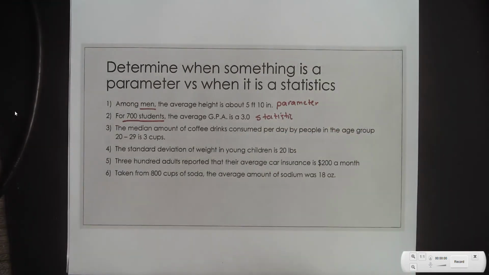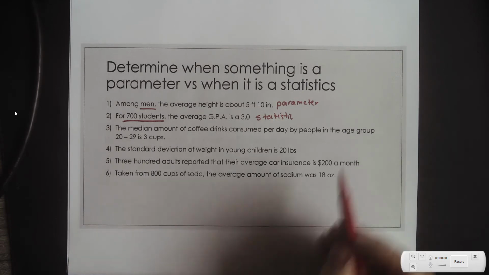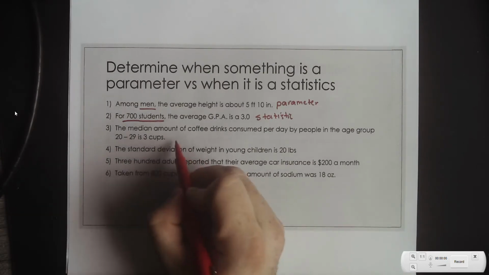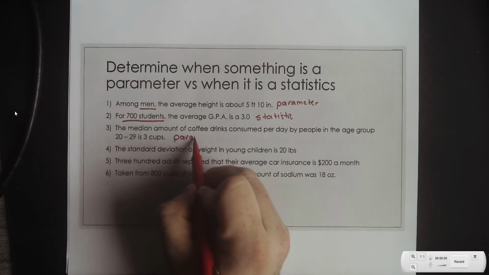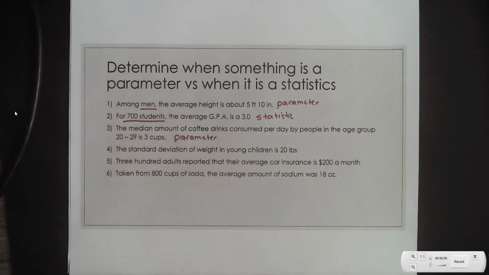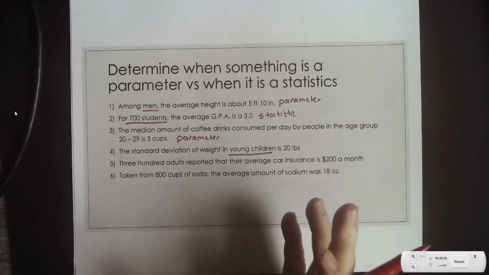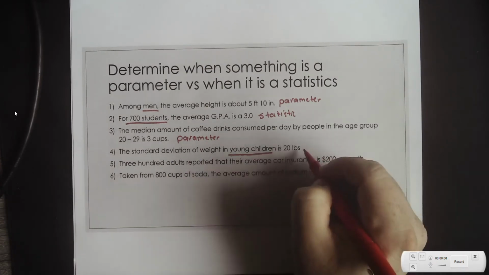The median amount of coffee drinks consumed per day by people in the age group of 20 to 29 is 3 cups. You might be saying that, well, that is a specific age range, but it's not a specific number of people. Therefore, the age group of 20 to 29 is still a population. So this is going to be a parameter. For it to be a statistic, you need to have a specific number of people. The standard deviation of weight in young children is 20 pounds. Again, we're just talking about young children. We're not talking about 500 young children. So that would mean that this, once again, is a parameter.